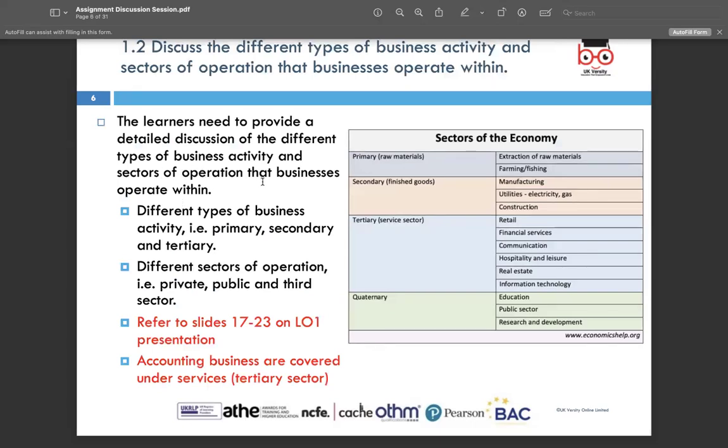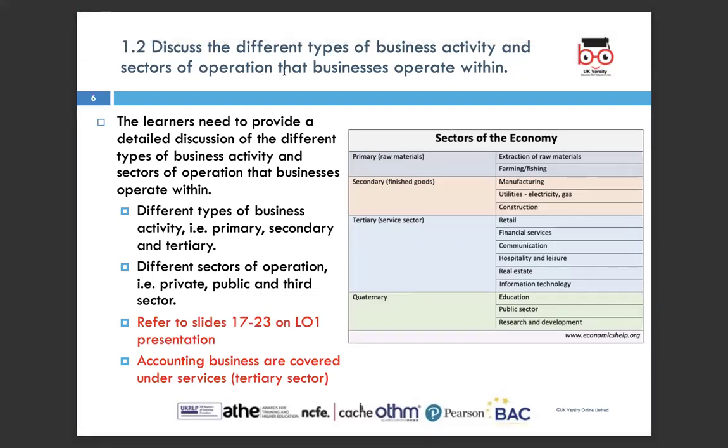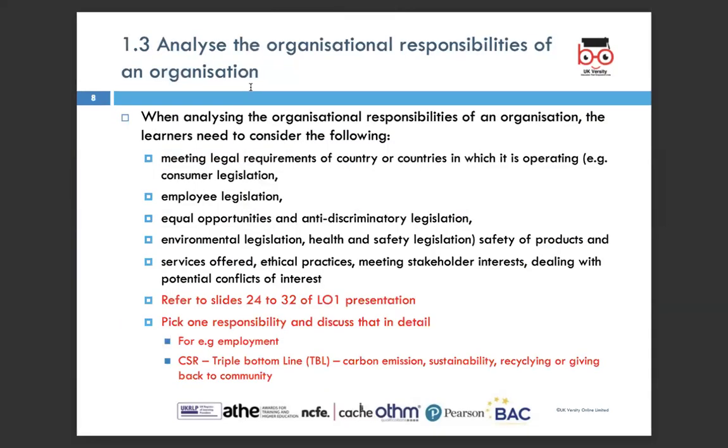Looking at the sectors of operation, you can also produce some accounting information which is required by the general public, which includes interest groups. These interest groups are formed by various groups of individuals that have a specific interest in the operations and performance of enterprises. We discussed that there are three types of operations activity that make up the business: operating activities, investment activities, and financial activities. Next one is to analyze the organizational responsibilities of organizations.